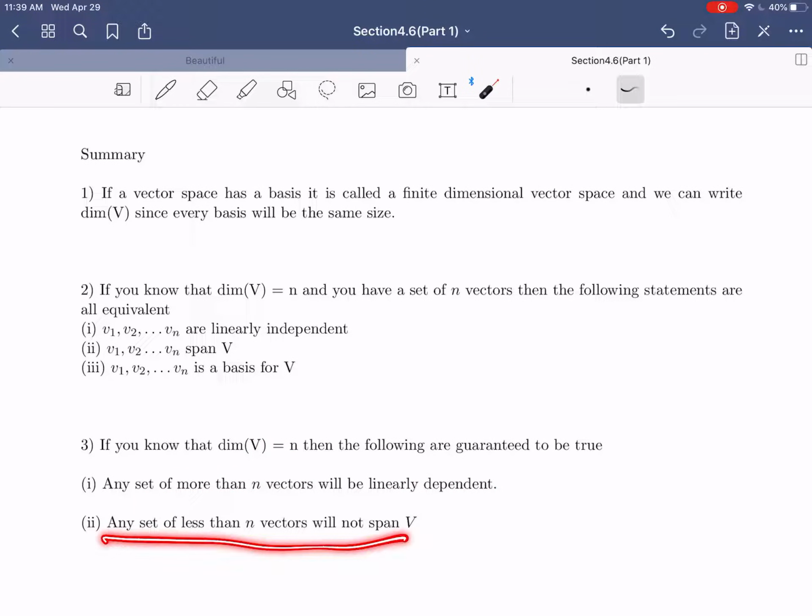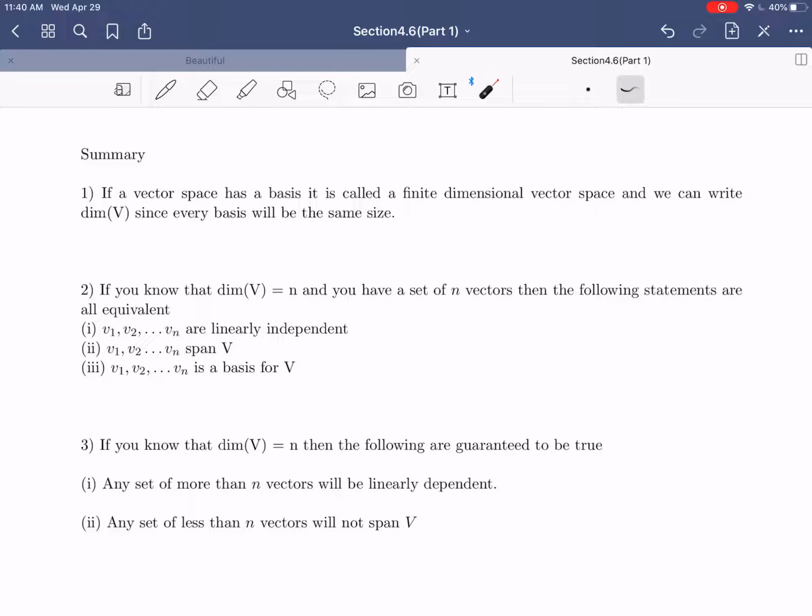And if you ever have less than the dimension, then that simply won't span everything. In other words, that dimension is the exact perfect size where everything is independent, yet it generates the entire space. If you have more than that, you're automatically including some dependencies, some repeats basically. And if you ever have less than that, well, it just won't generate everything in your vector space. So definitely look over these three statements and make sure you understand how these summarize everything we did in this video.